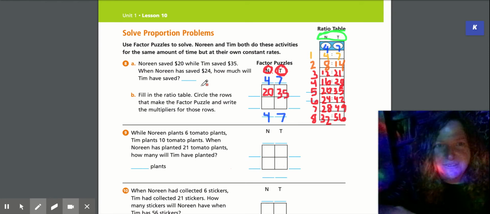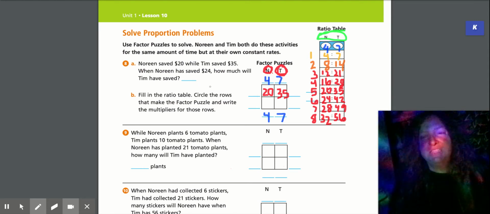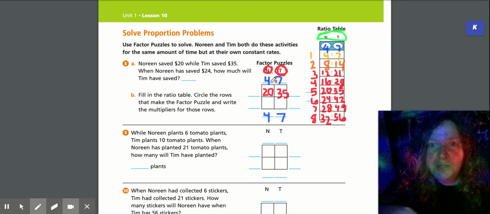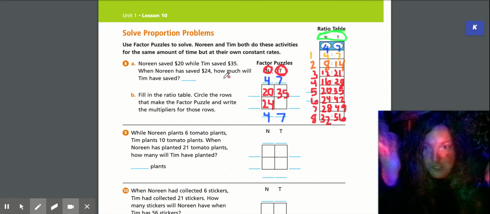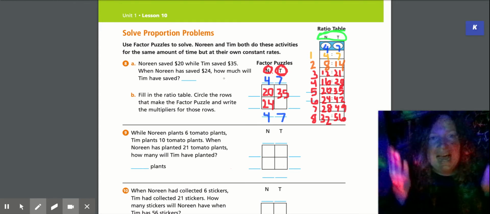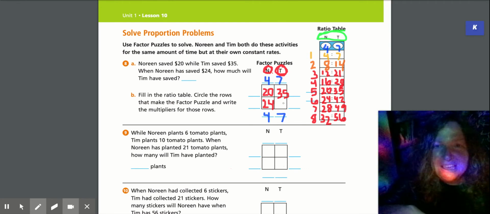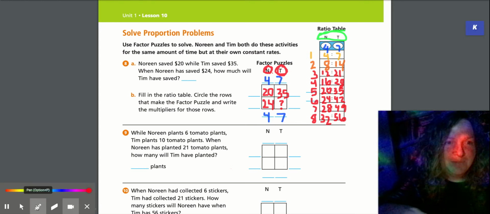Now, the other part of it: when Noreen has saved 24, how much will Tim have saved? So it tells us Noreen, what if Noreen saved 24? We have to put that in Noreen's column. There's her column. We have to put it under her name because it happened to her. And then it says, how much? How much means unknown. We don't know. We have to figure it out. How much will Tim save? We can leave that blank because we know that that's what a factor puzzle looks like. If it helps you, you could put a question mark in there if that would help you. Then take a look at this.